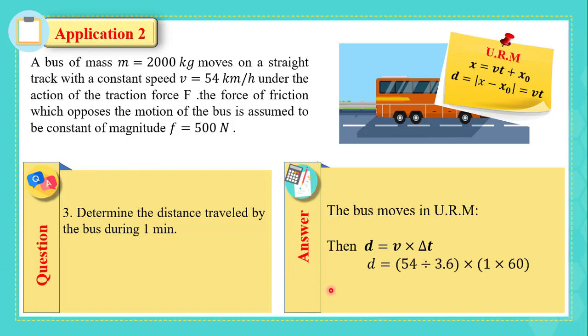D equals v times delta t. v should be converted into meter per second by dividing by 3.6, and the duration of time should be converted to second by multiplying by 60. Then the final answer is D equals 900 meter.